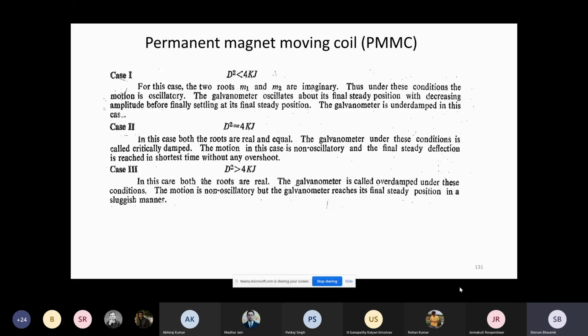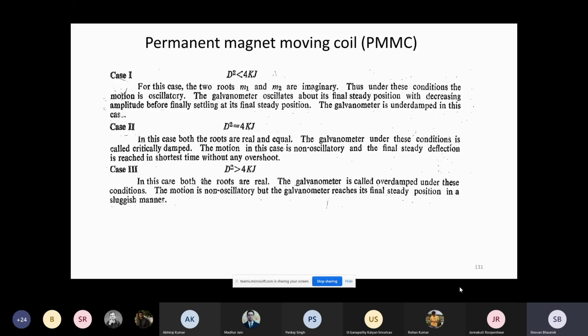And case 3, when d square is greater than 4kj, in those cases both the roots are real and separated, not at the same point, and the galvanometer is in the overdamped condition. This motion is non-oscillatory, and the galvanometer will reach its final state very slowly, after a long time. So based on these three conditions, you will get the type of deflection you want from the galvanometer.